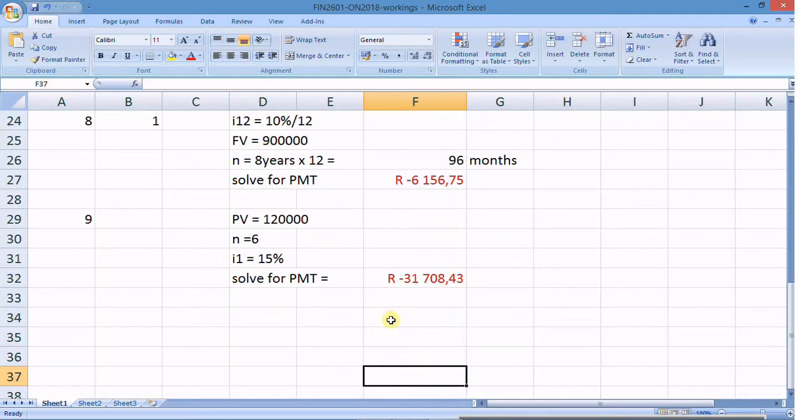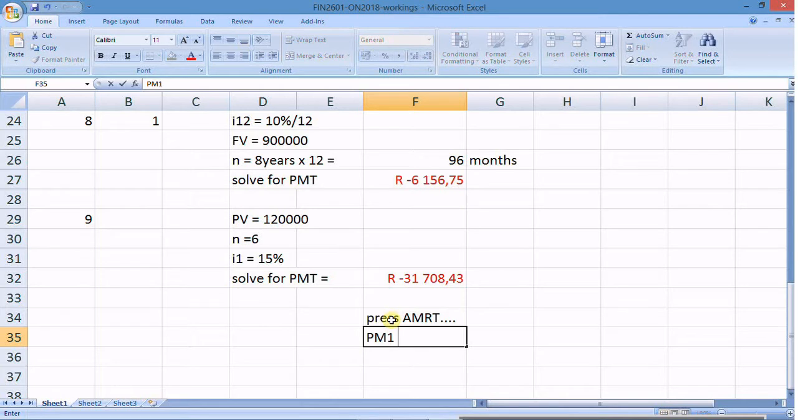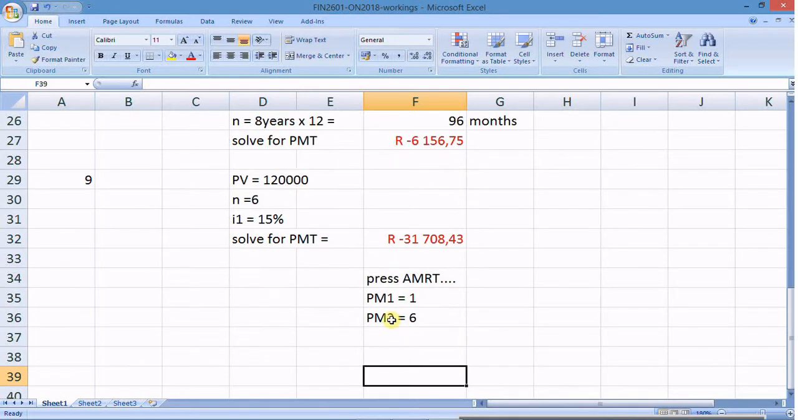All right, then you press AMRT, amort, and amort gives you those values. So you need to make P1 equal 1, because that's the first period. And then P2 needs to be the end, which is 6. I've never done this before. Yeah, because we're looking at the sum of all the interest. And then scroll all the way down.